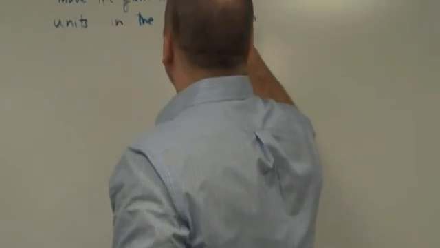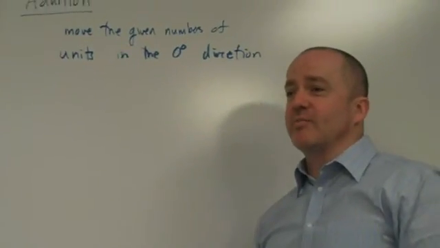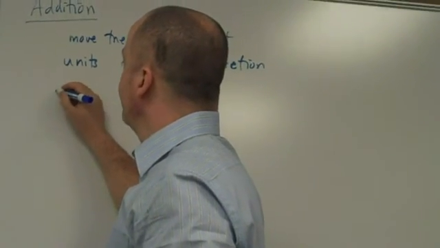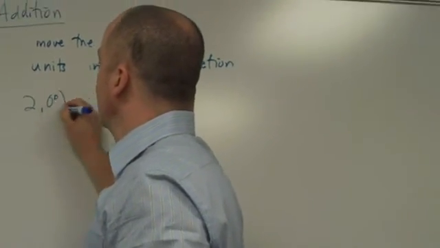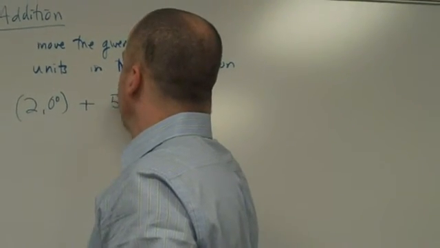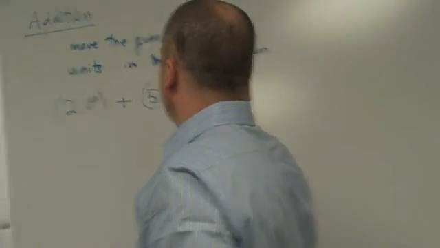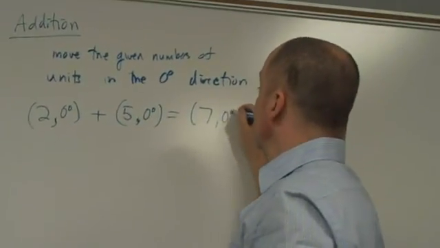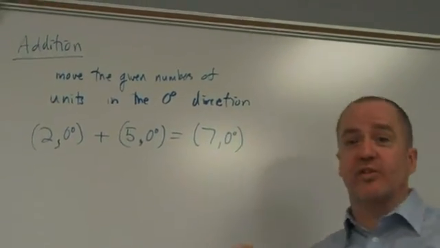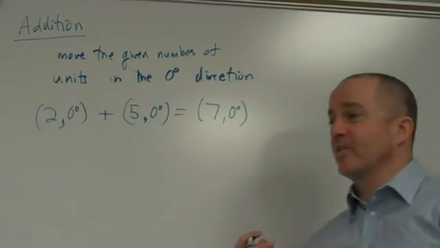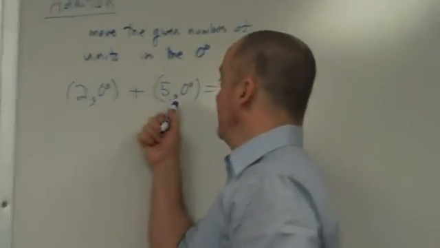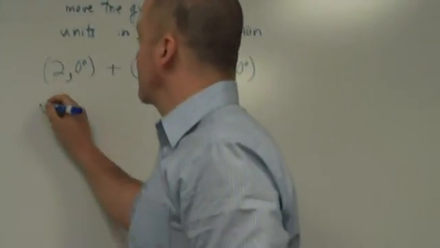Yes, you hopefully do know what addition is. Move the given number of units in the 0 degree direction. Okay? So what is 2, 0 degrees plus 5, 0 degrees going to equal? 7, 0 degrees, because you have to indicate you're still over to the right. That's like your plus sign. Okay? You start at the point you're given. You move more units in the same direction.